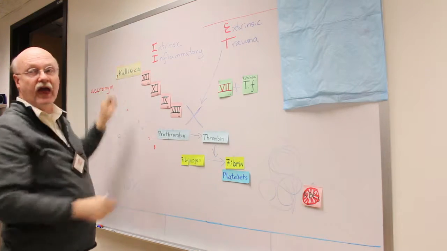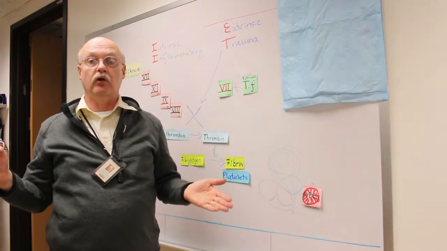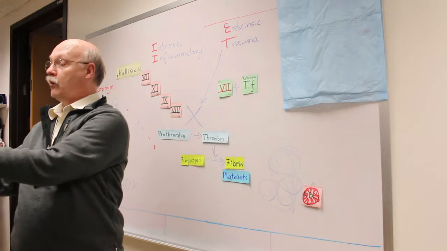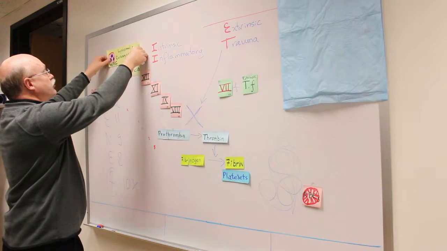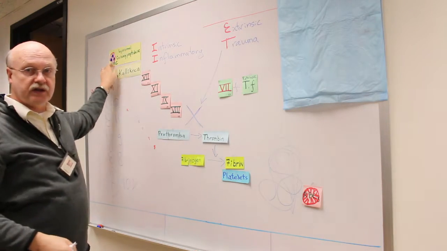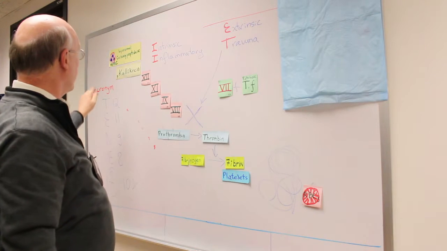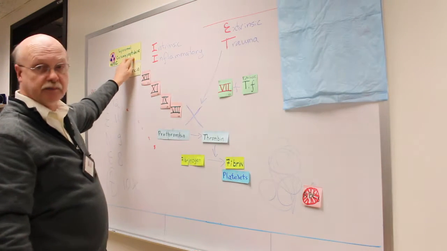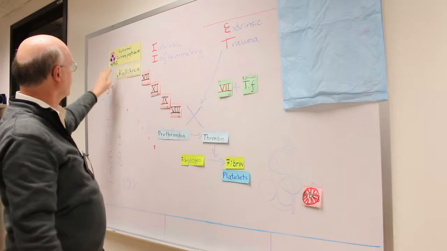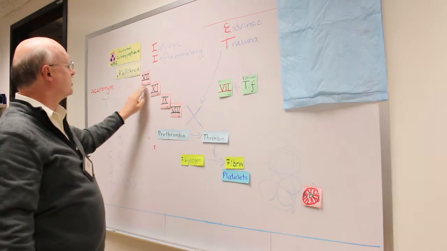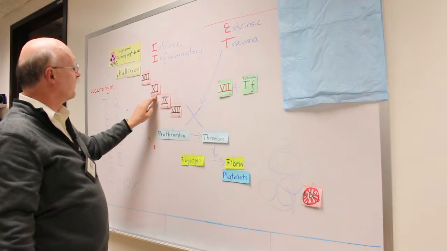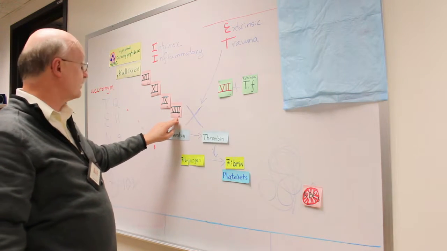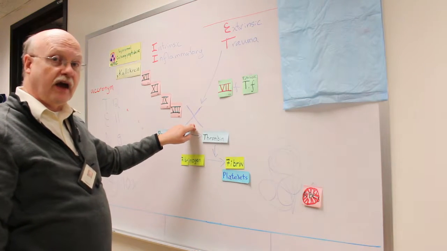And kallikreins have to be activated by lysosomal serine proteases called lysosomal carboxypeptidases, which are directly derived from WBCs. So the intrinsic pathway begins with an inflammatory response that releases carboxypeptidases, serine proteases, which activates kallikreins, which activates factor 12, which activates factor 11, which activates factor 9, which activates factor 8, which activates factor 10.